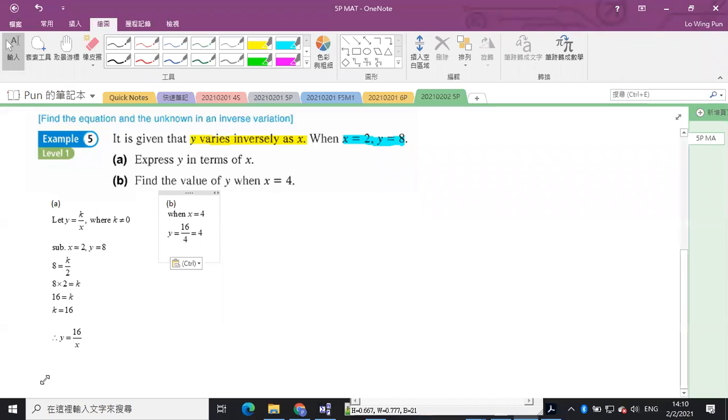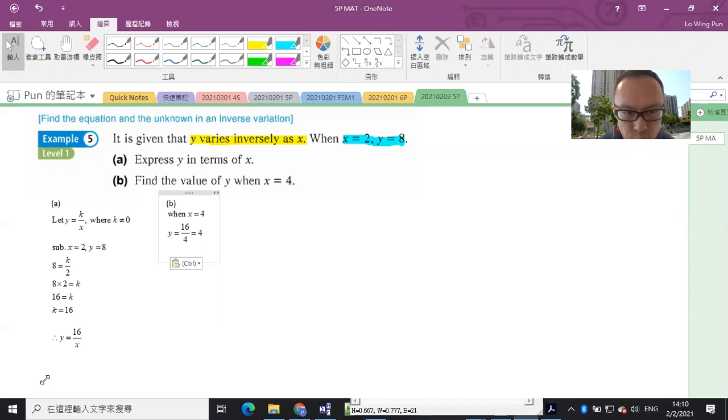So I would like you to give me a response at this step if you understand this example, the concept of inverse variation. If you are okay with this example, please give me a like or a clap. Thank you. If you are not okay, or if you want me to repeat any step, please raise your hand.